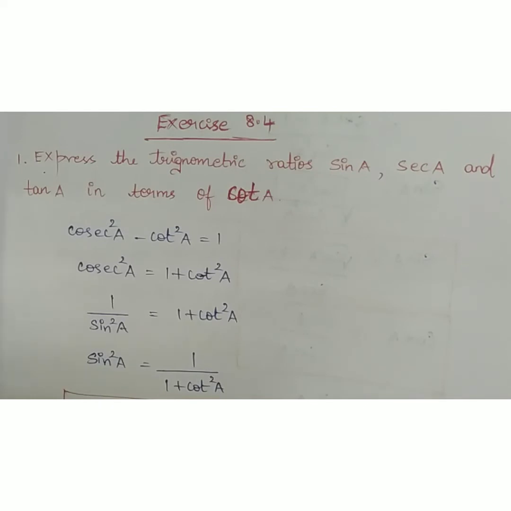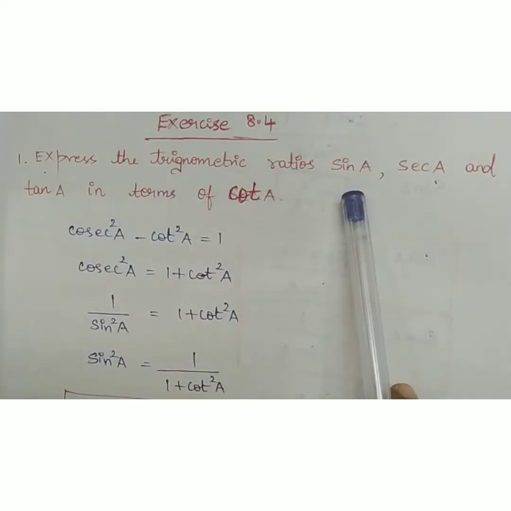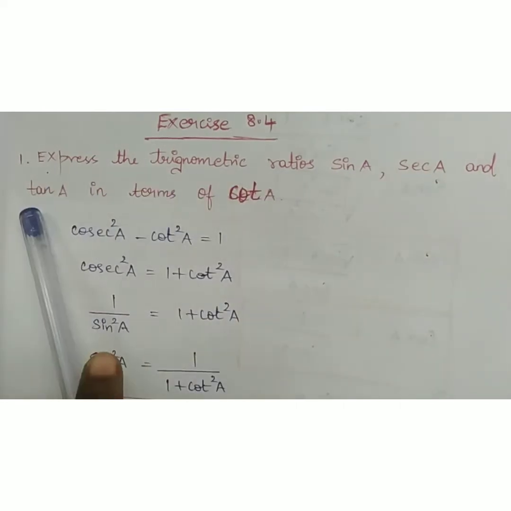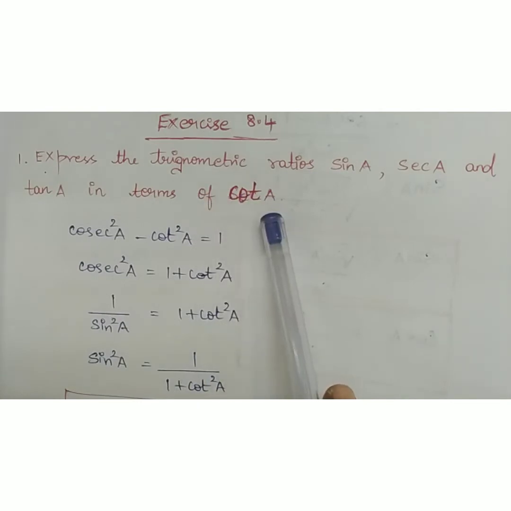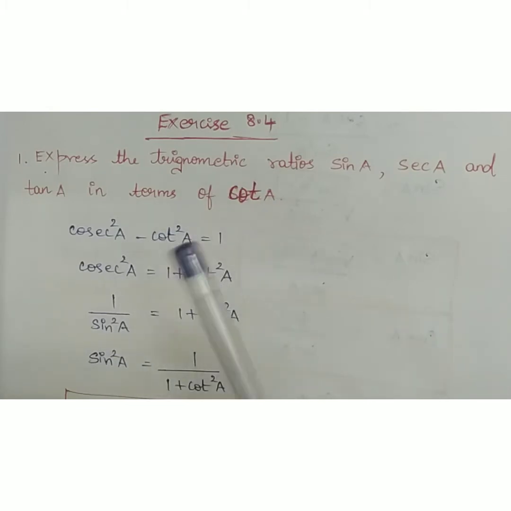Exercise 8.4, first sum. Express the trigonometric ratios sin A, secant A and tan A in terms of cot A. So, we know the trigonometric identity cosecant square A minus cot square A equals 1. So cosecant square A is equal to this minus cot square A. When it comes this side, it will be plus cot square A.